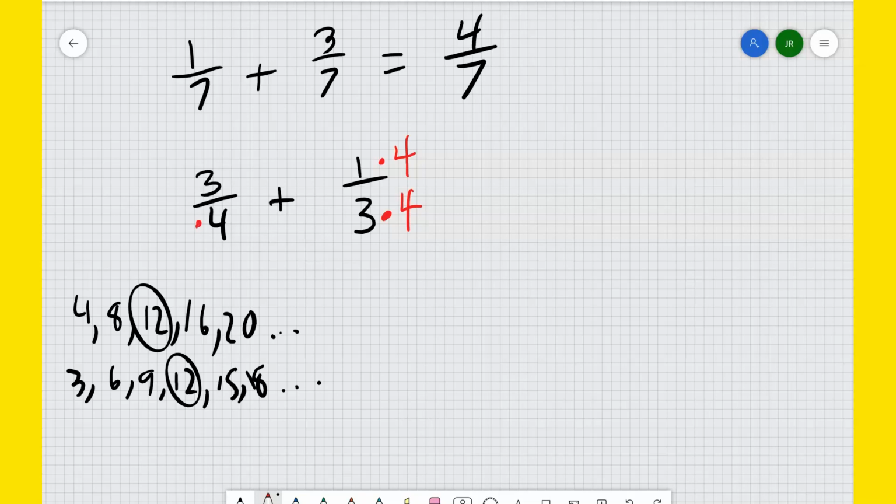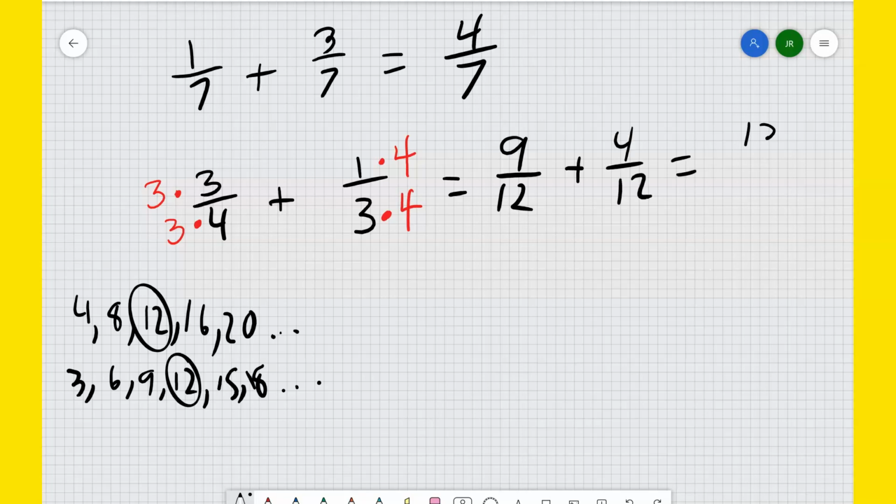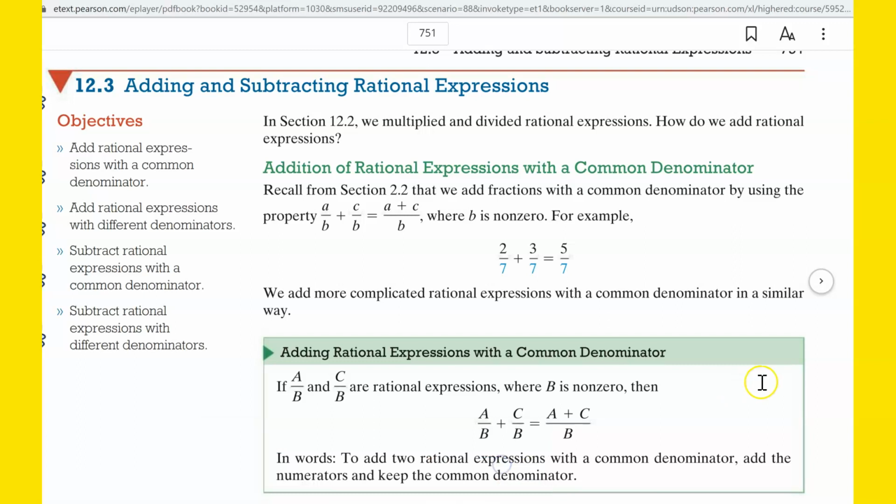All right. What will we multiply the 4 by to make it become a 12? We multiply it by 3. And then I've got to do the same thing to the top. So this problem now becomes, the left one becomes 9/12, and the right one becomes 4/12. So the final answer here would be 13/12. It's fine to leave it as an improper fraction. If you wanted to write it as 1 and 1/12, that's fine too. Now that's just a review to get to how to do this with algebra, not just arithmetic.